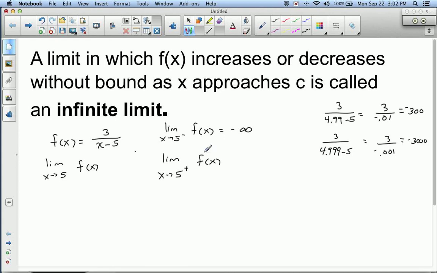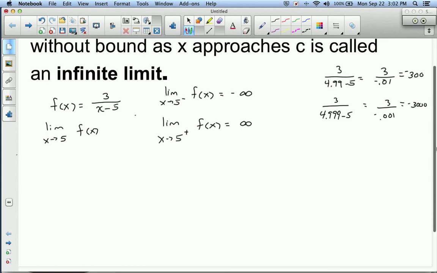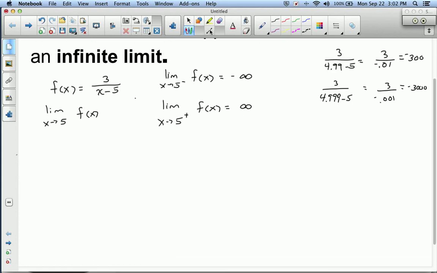Similarly, if I choose to come towards 5 from the right-hand side, a number slightly bigger than 5, now it's going to be 3 divided by positive 0.01 and 3 divided by positive 0.001. This is going to head to infinity. And hopefully that should make sense with what you already know about that graph.